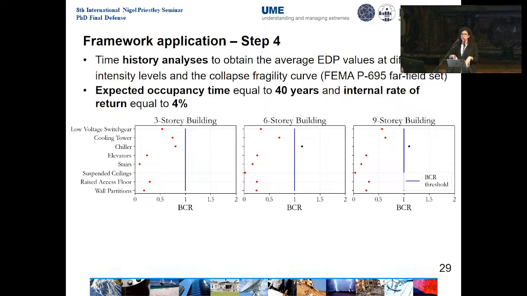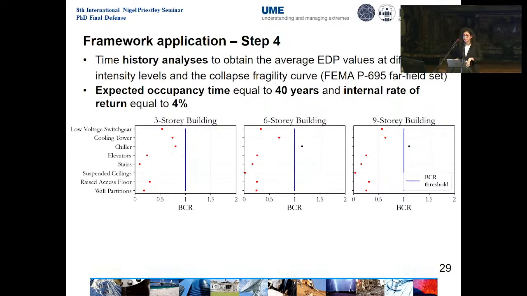In step 4, we are running time history analysis. We are calculating the expected loss reduction associated with each upgrade, and we are estimating the benefit-cost ratio. So we assume 40 years for occupancy time and 4% for the internal rate of return.